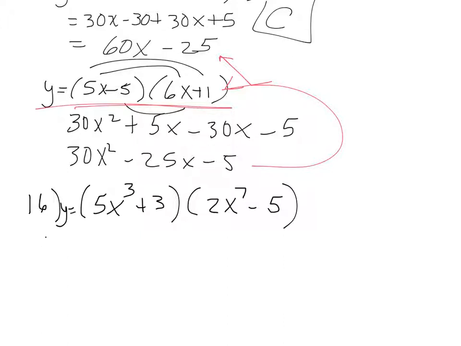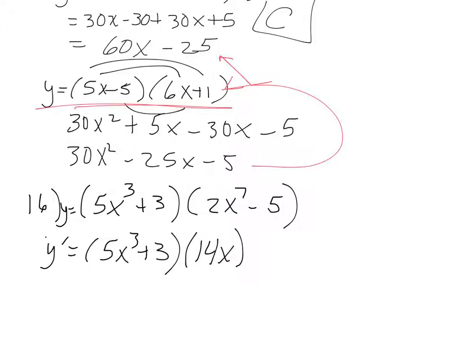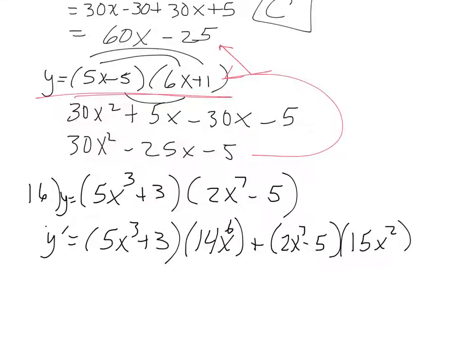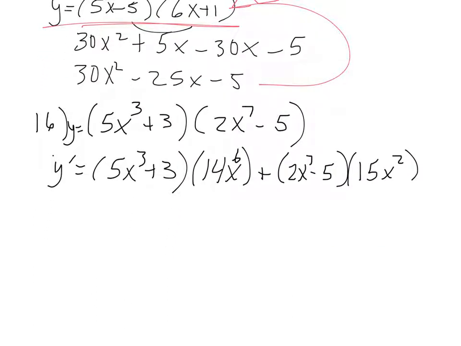So that's a y. Y prime, leave the first one alone, times what's the derivative of the second one? 14x. Plus, leave this one alone. What's the derivative of the second one? 15x squared. And now just away you go, multiplying stuff out.